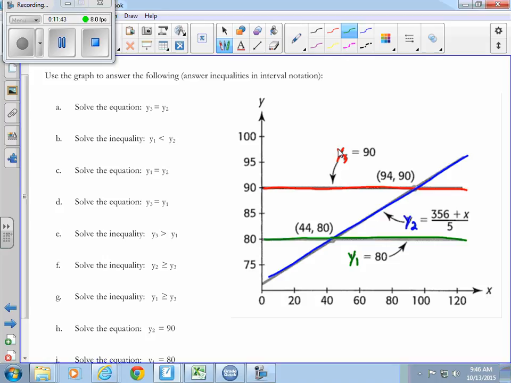Solve the equation y3 equals y2. Well, which one is y3? I colored both of them, so it'll make it easier to answer. Which one is the red one, y3, and which one's y2? Blue. When do those equal, or when do they intersect? 94, 94. So what do you write down? If I'm just solving a linear equation, what's always the solution to a linear equation? X. So x equals 94. Okay.